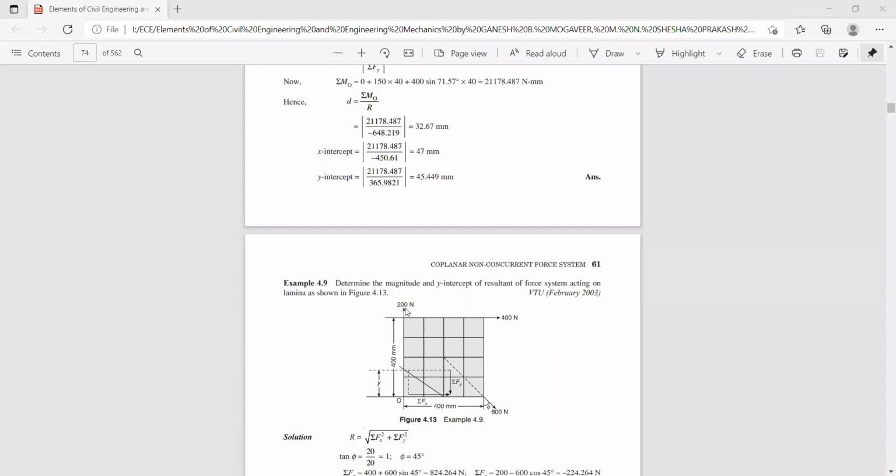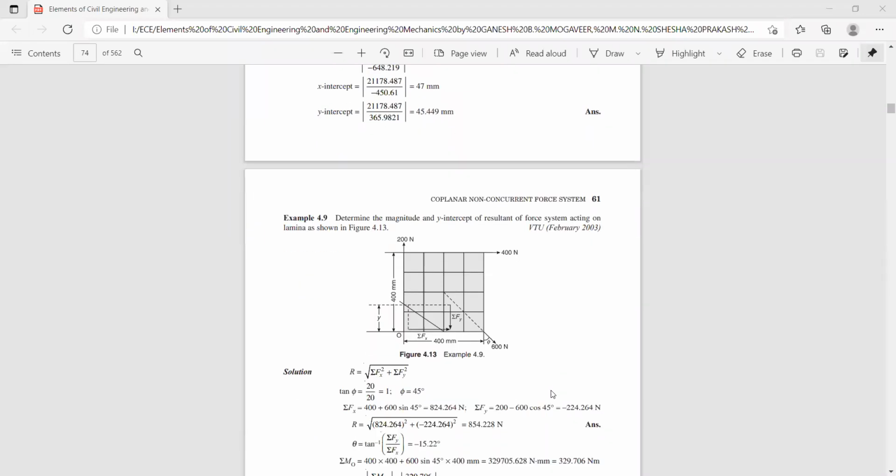First you select the reference axis, x and y. Then find the sum of horizontal components. In this case, sigma Fx is 400 plus this one. It is acting in the third quadrant at 45 degrees, 600 cos 45. You can see sigma Fx is 400 plus 600. Again, he has made a mistake here.